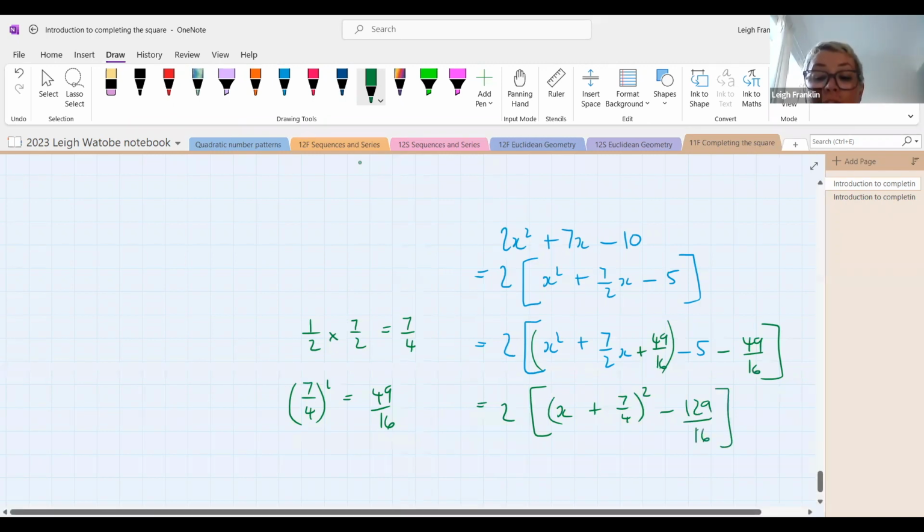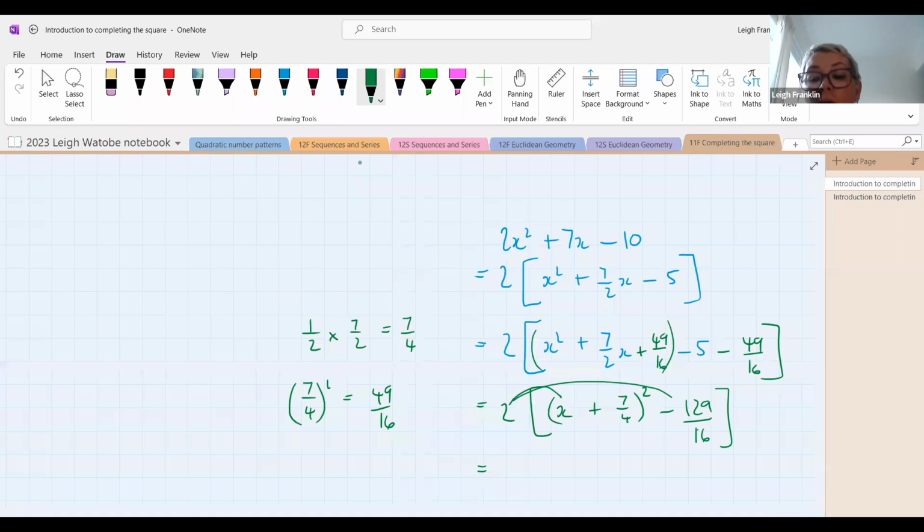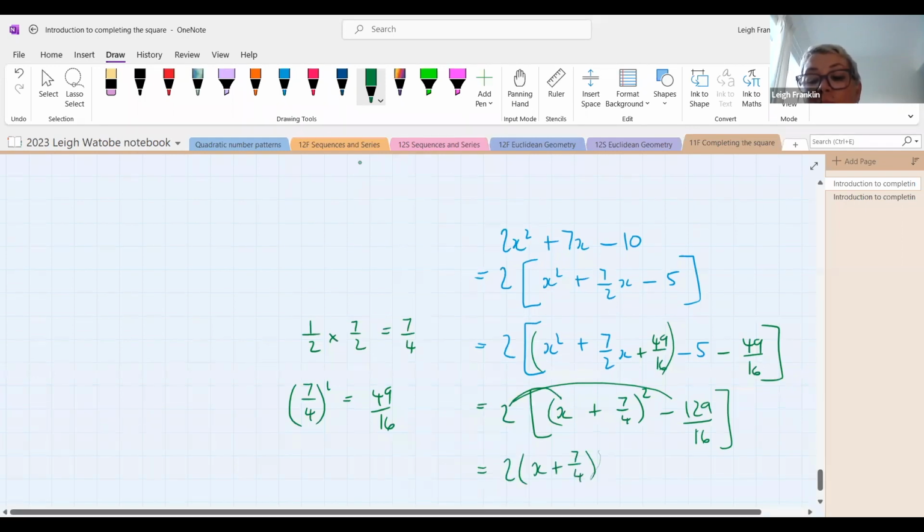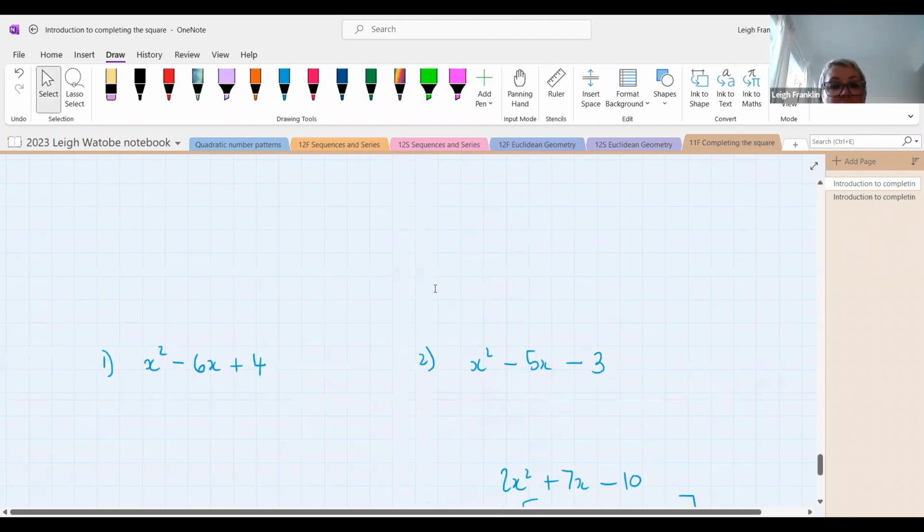And then the last thing you'd have to do, Jessica, is multiply the 2 in. So you've got to multiply the 2 with the first bracket and the 2 with this as well. So you're going to end up with 2 times x plus 7 over 4 squared, and then times that by 2 leaves us with minus 129 over 8. Okay, so you better just take a screenshot of that, Jessica. Let's just go up to these ones.